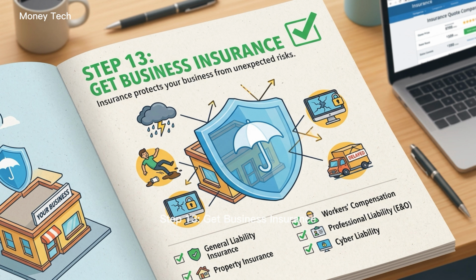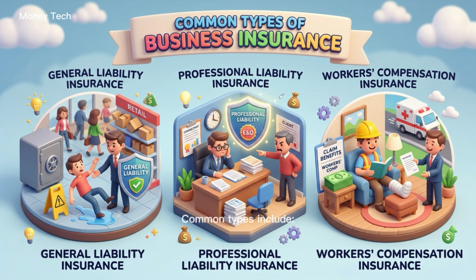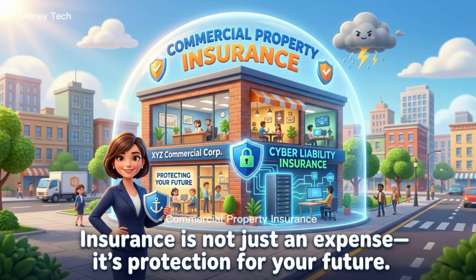Step 13. Get business insurance. Insurance protects your business from unexpected risks. Common types include general liability insurance, professional liability insurance, workers' compensation insurance, commercial property insurance, cyber liability insurance. Insurance is not just an expense, it's protection for your future.